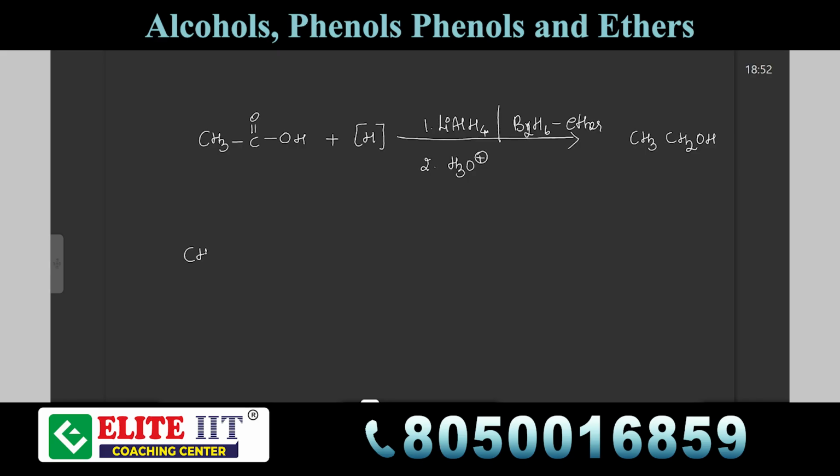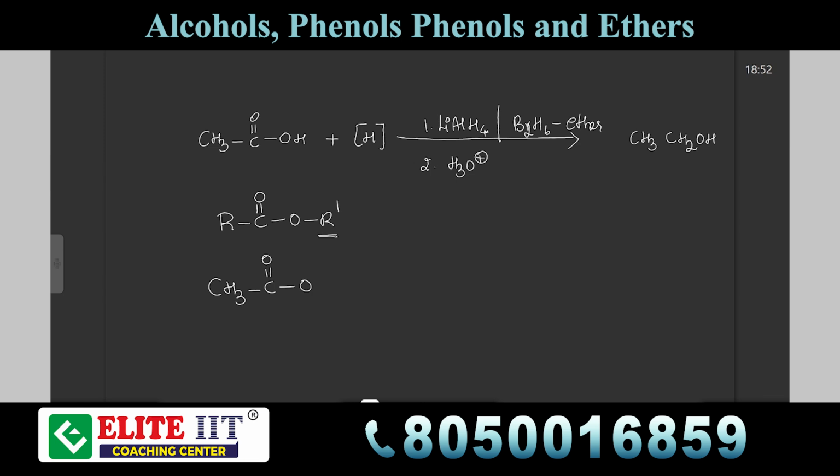For example, see here, ester. We have already written a general formula, that is nothing but RCOOR'. Anytime you will name first R' and then you will name the RCOO group. For example, I'll take here CH3COO. What is this called as?